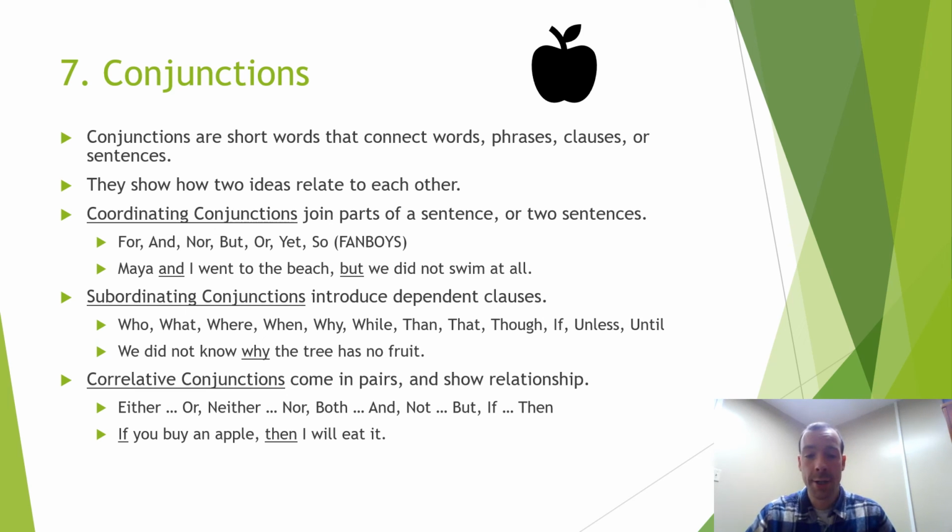And correlative conjunctions are really easy to identify because they always come in pairs to show relationship. So either, or; neither, nor; both, and; not, but; if, then. Here's an example. If you buy an apple, then I will eat it. So there's two conjunctions in this sentence, if and then.